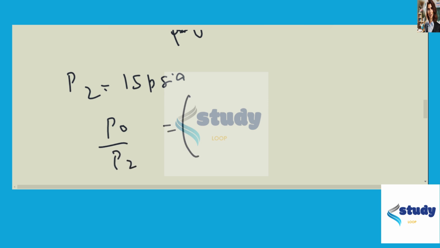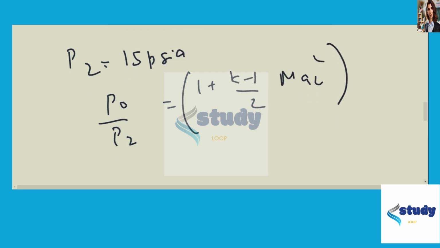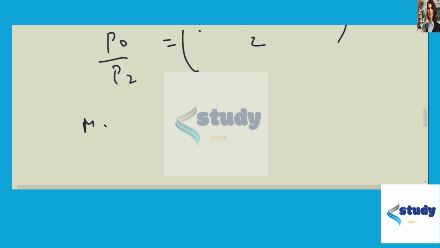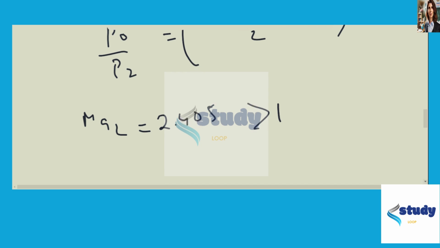Similarly, at the nozzle exit the pressure is P2 equal to 15 units, and that is P0 upon P2 equal to (1 plus K minus 1 upon 2 Ma2 square) raised to K upon K minus 1. It yields that Ma2 equal to 2.405, which is greater than 1. Therefore, the nozzle must be converging-diverging.